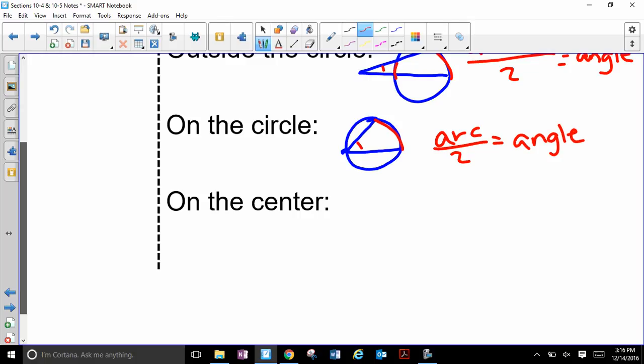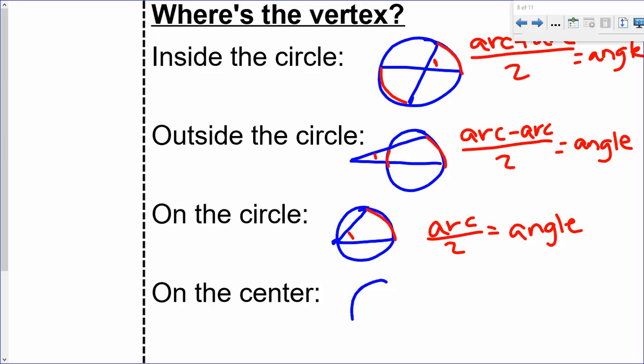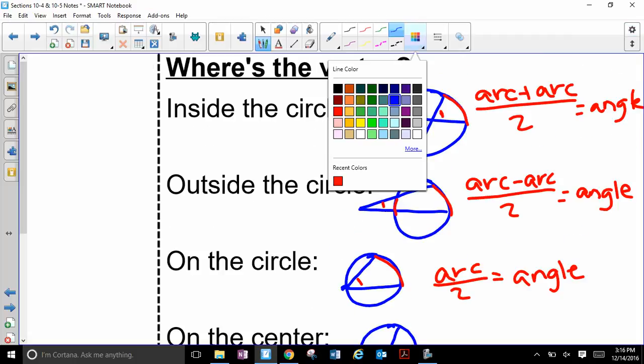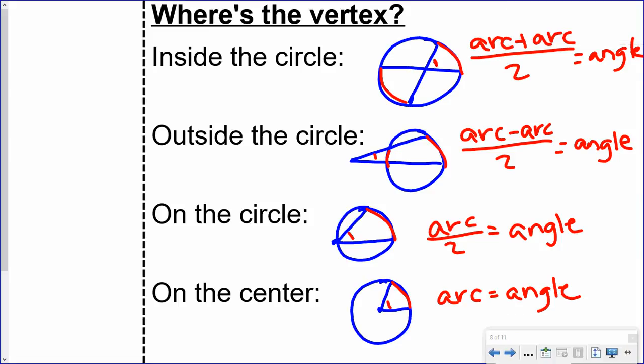And if the vertex is on the center, like this, so there's your vertex, there's the center, then you only have 1 arc again right here. So for angle 1, you only have 1 arc, but if the vertex is on the center, then the arc and the angle are equal to each other. So that is what you're going to have to remember.